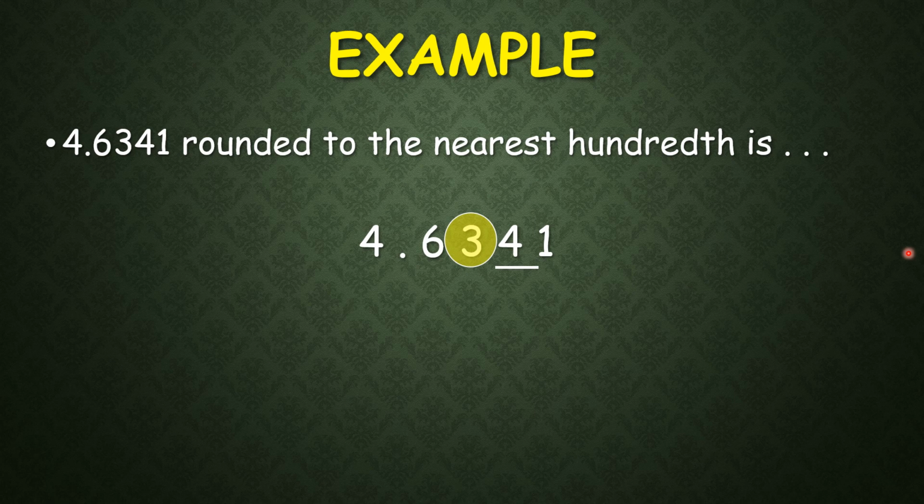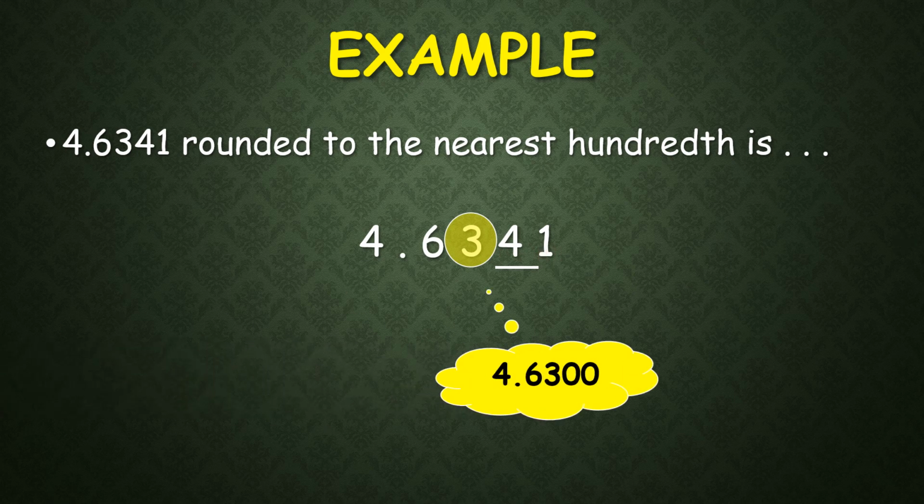All right, and after that what we will do, check. Now the number is 4, and we have done that if it is 0, 1, 2, 3 and 4, then there is no change. No change means we don't add 1 to the encircled digit. So that means 3 will remain as it is, and after 3 all the other digits will become 0. So our answer now will be 4.6300. Okay, or you can write 4.63 also.